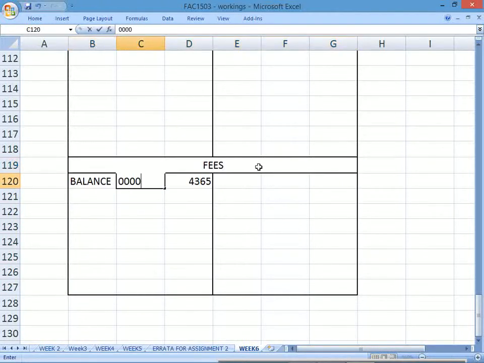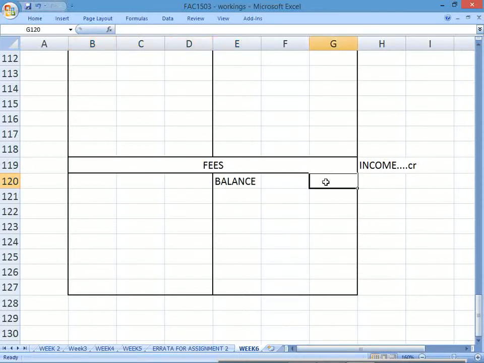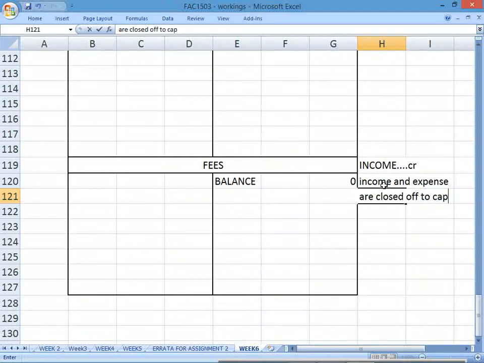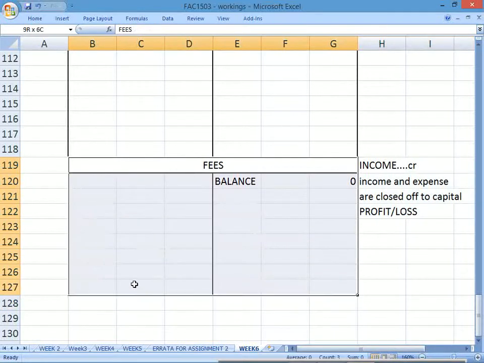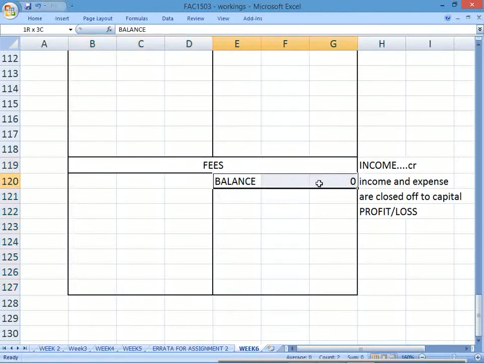Fees would be what type of account? Income. Income has a credit balance. That's if they've given you a balance. There is no balance there, so we won't have an opening balance. Right, and the reason for that is income and expenses are closed off to capital, and that's a profit/loss calculation. Okay, that used to be in the module. It's not in the module any longer, so you don't have to worry too much about it, but that's something to consider here when looking at income. That's the reason why there isn't a balance.